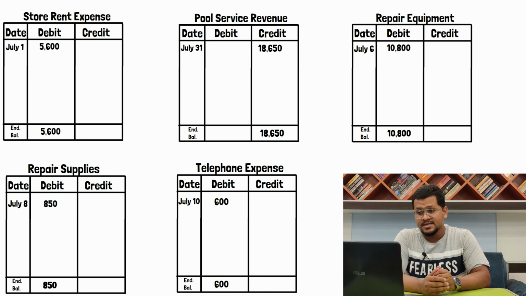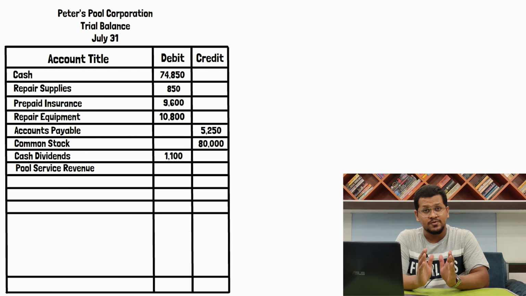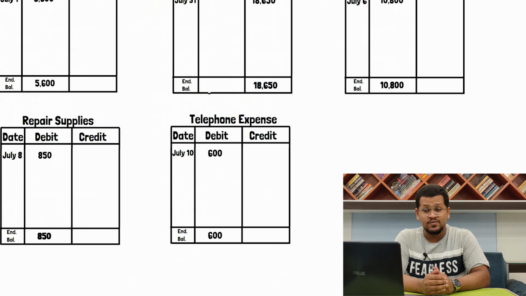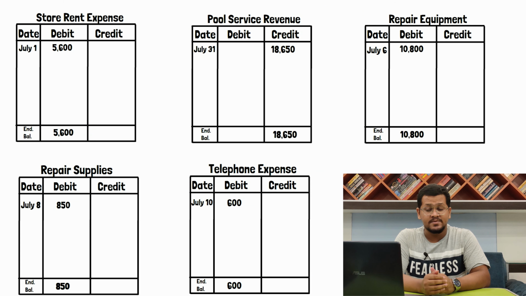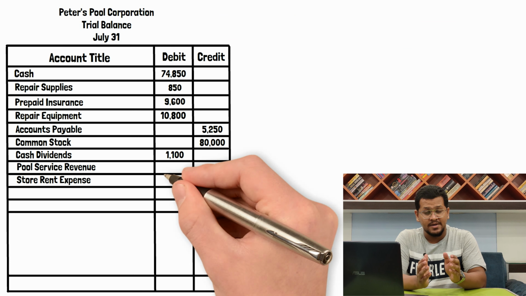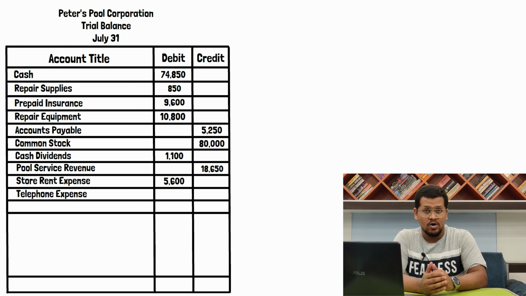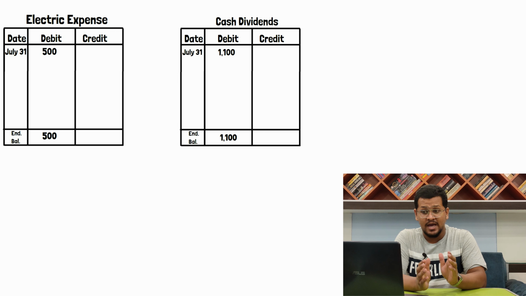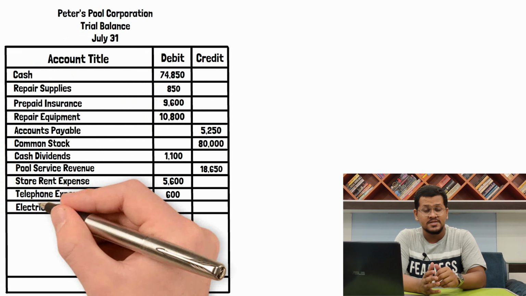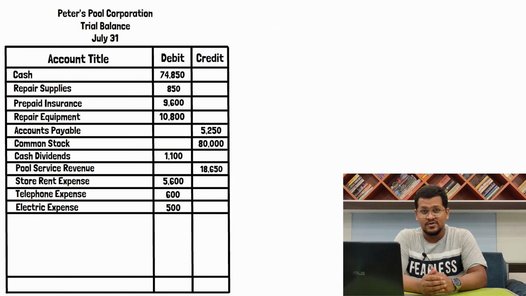The next T account is pool service revenue. It has an ending balance of $18,650 credit. We are going to transfer that amount to the credit side of our trial balance. Next, we have store rent expense. It has a debit balance of $5,600. We are going to transfer $5,600 under the debit column of our trial balance. Then we have telephone expense. It's again a debit balance. We are going to transfer $600 to our debit column of the trial balance. And lastly, we have electric expense. It has a debit balance of $500. We are going to transfer $500 to the debit side of our trial balance.